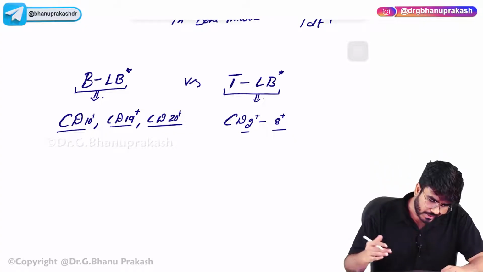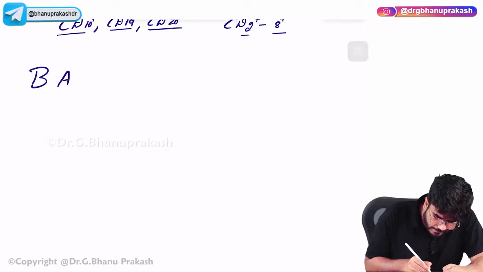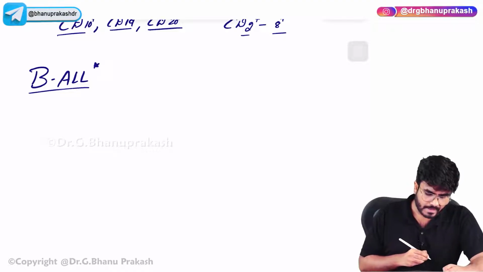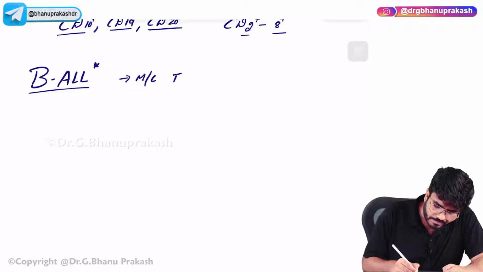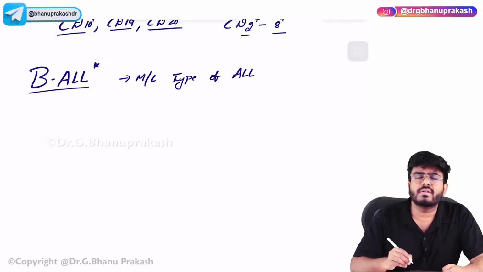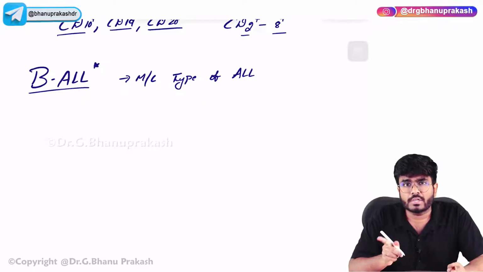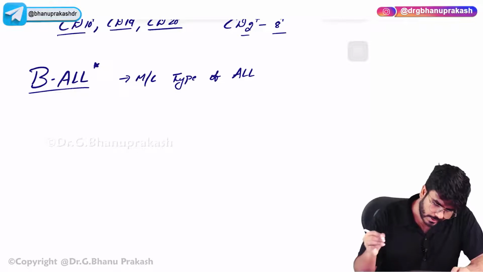Okay, now important points about the BALL. Let me write here BALL, that is B acute lymphoblastic leukemia. It's the most common type of ALL. Don't forget, what are the two types of ALL? BALL and TALL. Out of two, what is most common? BALL is most common.